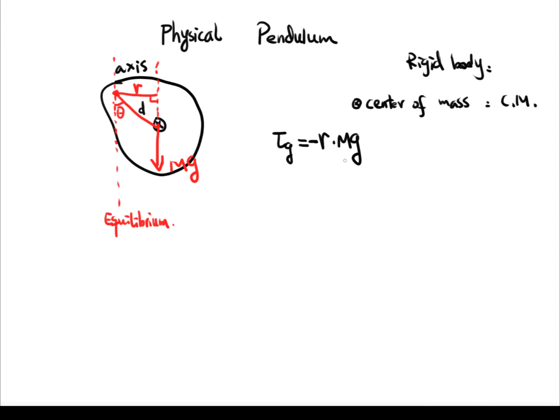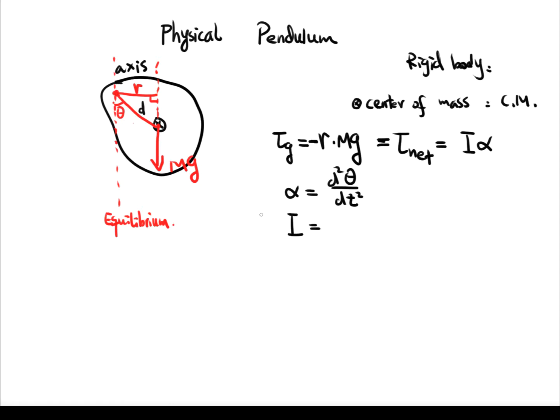According to Newton's second law for rotation, the torque here, tau g, is the net torque acting on the object, and that equals I times alpha. I is the moment of inertia with respect to the rotation axis, and alpha is the angular acceleration. Alpha is given by the second derivative of angle theta with respect to time.